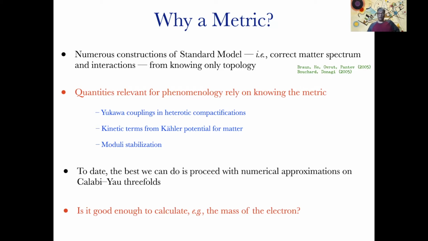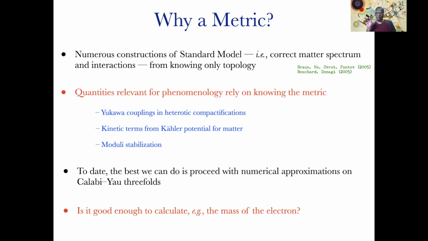We also need the metric to deduce not just whether interaction terms are present, but how strong they are. So for example, to have a heavy top quark, to determine the mass of the electron, we need to know the Yukawa couplings, and for that, we require the metric. As well, we're interested in the moduli dependence of the metric in order to address stabilization issues, but also to explore recent conjectures about the swampland landscape that we've heard quite a bit about at this meeting.